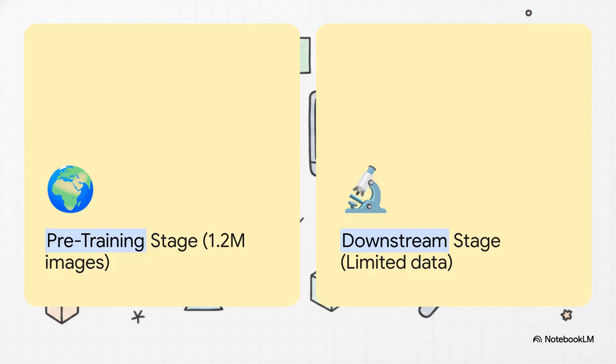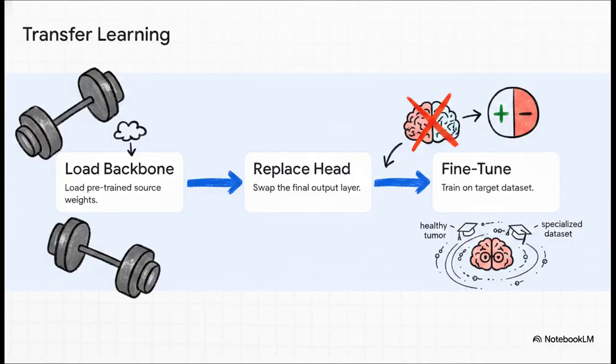Transfer learning allows us to take those general vision skills from the pre-training stage and apply them directly to that downstream target task, even when data is incredibly scarce. The playbook for this is beautifully simple. First, you load the heavy lifting weights from ImageNet, all those layers that already know how to identify basic edges and shapes. Second, you swap out the final output layer, chopping off the classification head that knows about dogs and cats, and you replace it with a new one designed for your target, like predicting healthy versus tumor. Finally, you run your small, specialized dataset through it to fine-tune those final weights.